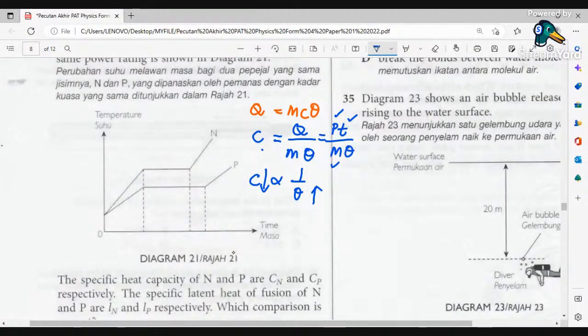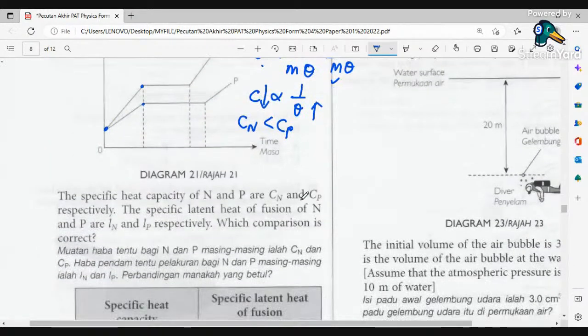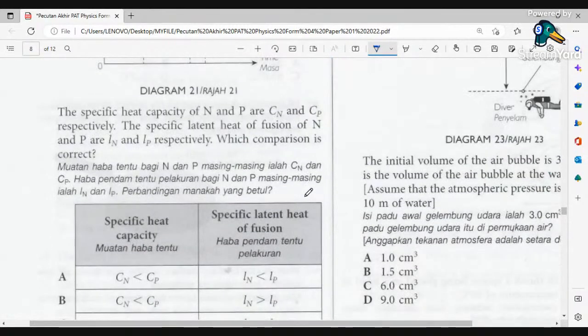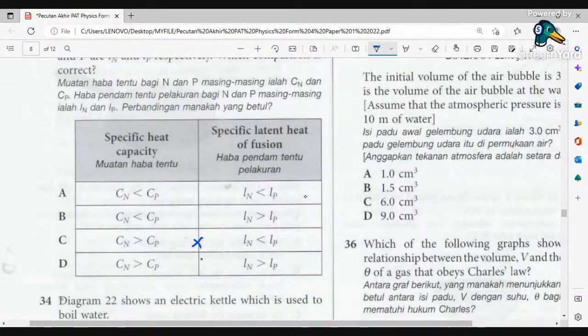So which one shows larger change in temperature? Boleh nampak tak perbezaan temperature? Means N temperature is higher than P. Okay, so what we can say about Cn and Cp? Temperature of N is higher, means C of N is smaller. Okay, dia cepat panas, temperature lebih cepat meningkat. Itu ialah specific heat capacity. Cn less than Cp. Maksudnya yang ni out dah dua ni.